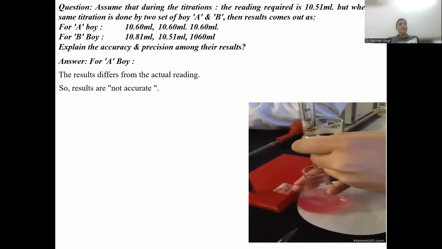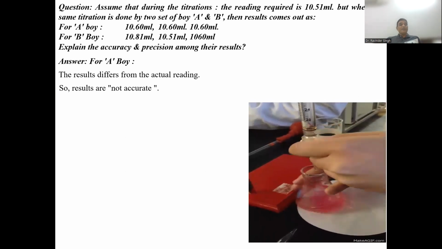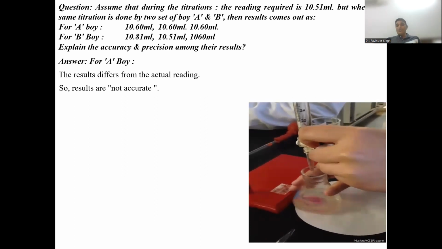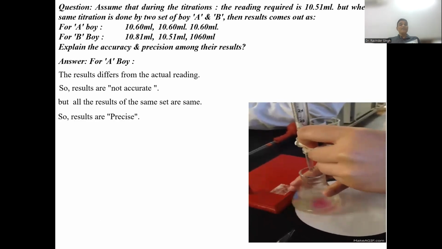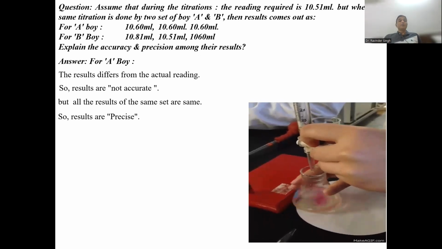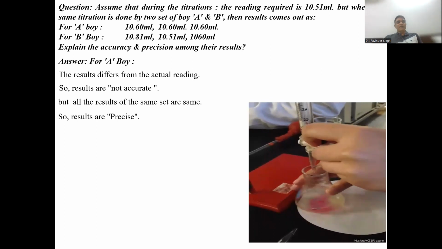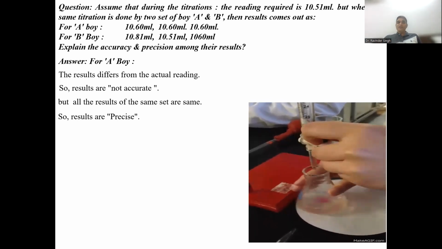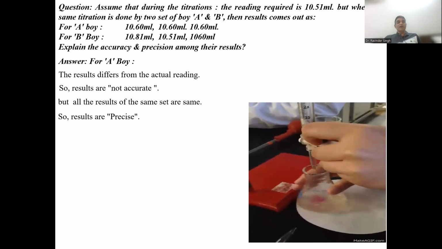But every time the results go on repeating: 10.60, 10.60, 10.60. What does it mean? The results are precise, because the repeatedness of the result is called the precise result. So that is about boy A. The results of boy A are not accurate, but the results are precise.